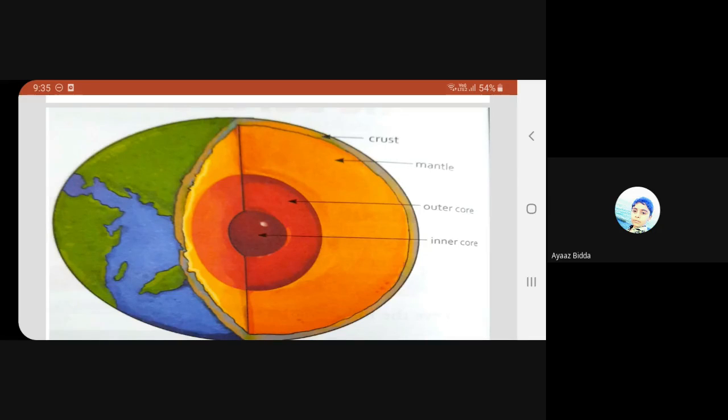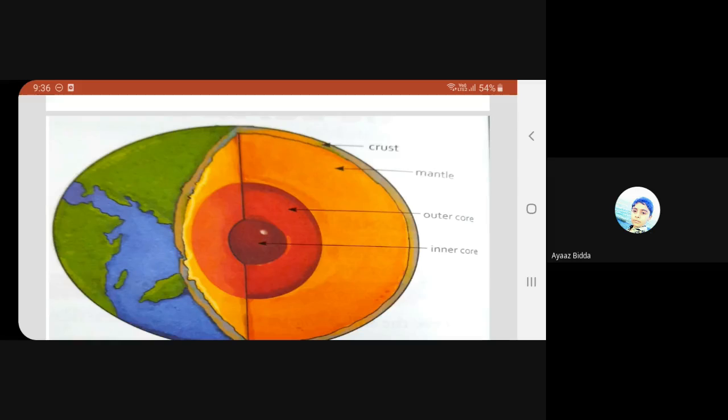What are the names of these three layers? Crust, mantle, and core. Okay, the core has an outer core and an inner core. Now, ma'am, yes, beta, you want to say something?